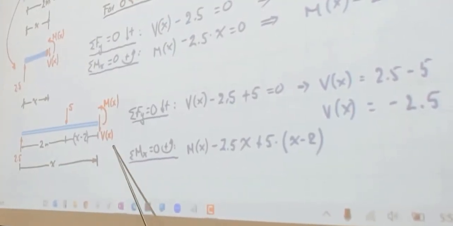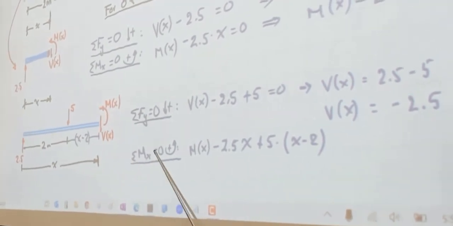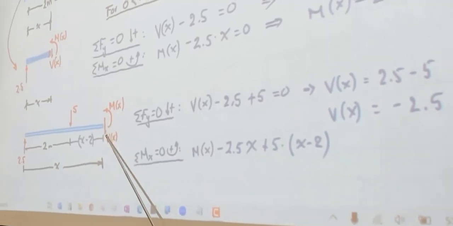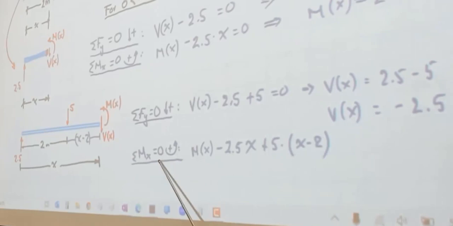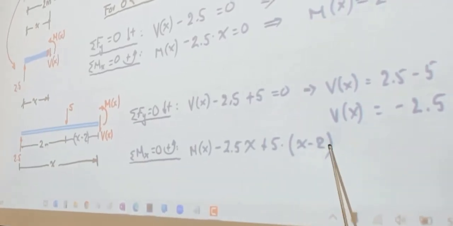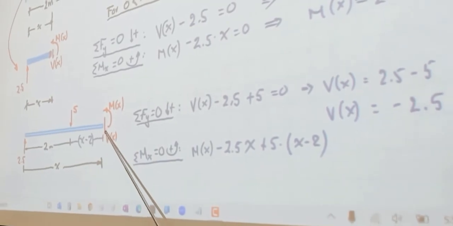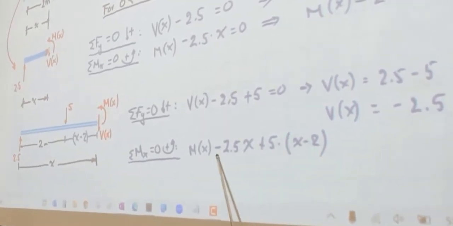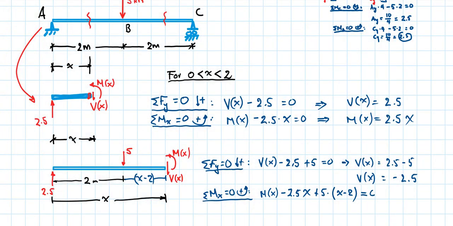Any more moments? No more moments. This doesn't produce any moment, right? And that's why you always do summation of moments about this point. Because if you don't use this point, you have to put this into the equation. And imagine this is the whole equation. You don't want to put a whole equation inside this equation. It would be crazy. The moment produced by the shear about this point is 0. So you don't have to include it here. Very important. So equal to zero.